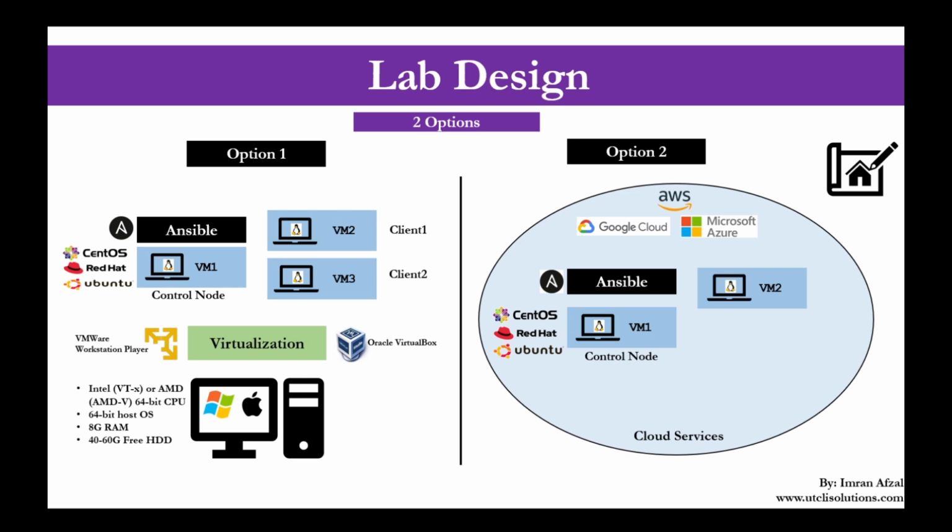In that VM2, of course, we will install Linux. Same thing, this is going to be client 1. Same thing with VM3, Linux, and that becomes client 2. So that's our option 2. But in this entire course, we will go through option 1. And by the way, VM1 is where we will install the Linux operating system. In this entire course, we will go through the CentOS operating system installation, and we will set up our control node on that operating system and install Ansible on it.